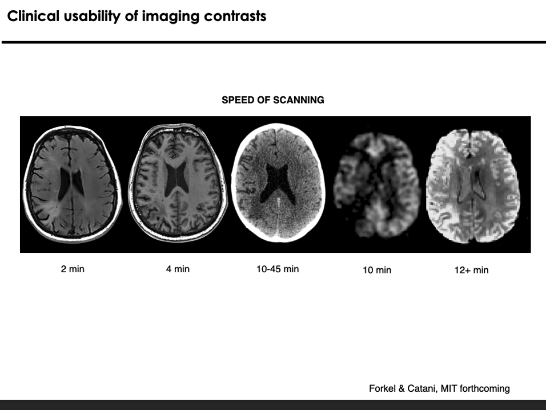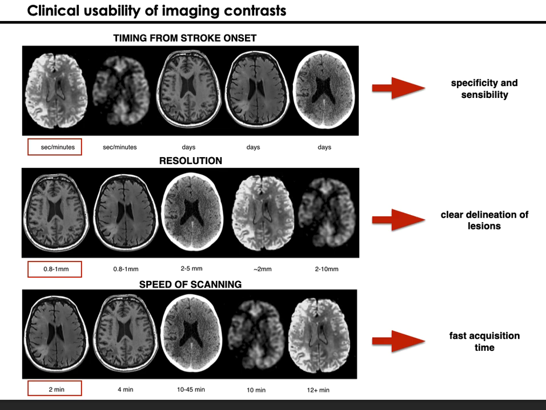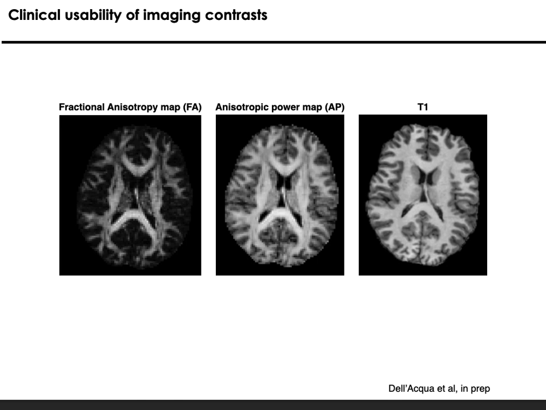Now, what's the point that I'm trying to make here? The point is that ideally, we want to have a little bit of everything. We want to have an imaging contrast that is specific and sensitive to the onset of a stroke occlusion. We want to be able to clearly delineate a lesion, so the anatomical resolution has to be high. And ideally, we want all of this to happen with a fast acquisition time, especially when imaging in a clinical setting. Now, sadly, there is no ideal contrast that can do it all for us at the moment, but I want to introduce you to one new map that is based on diffusion data.